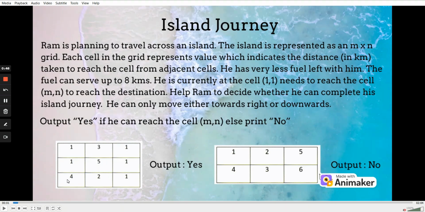So if we see in the first problem, there is actually a path. There are actually multiple paths that lead to the destination, and hence the output is returned as yes. Whereas in the second example, there is not even a single path which is actually less than 8 kilometers, and hence the output that is returned is actually no.